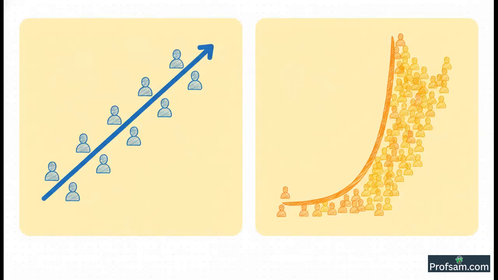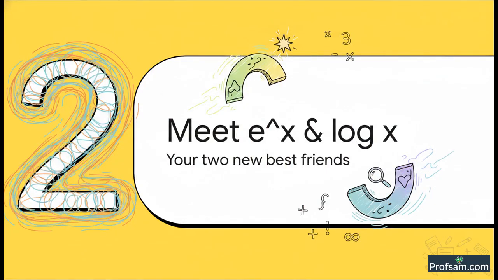Okay, so here's the main difference. Linear growth, that's like getting maybe 10 new followers every single day. It's steady, it's predictable, you know what to expect. But exponential growth, that's what happens when a video goes viral. It's not steady at all. It starts off slow, and then bam, it just explodes. To even talk about this in math, we need a special kind of function. So let's meet the functions that can actually handle this kind of crazy growth.